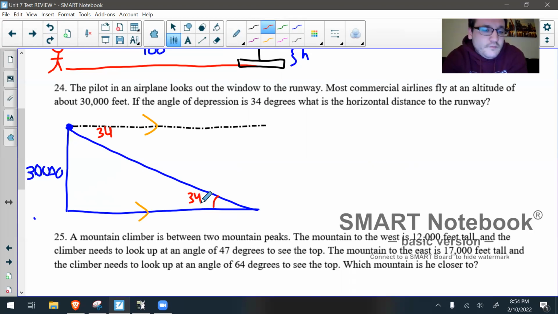All right, so we have that 34-degree angle. That's also the angle of elevation. And what are we trying to find? The horizontal distance from the runway. So we're looking for x.